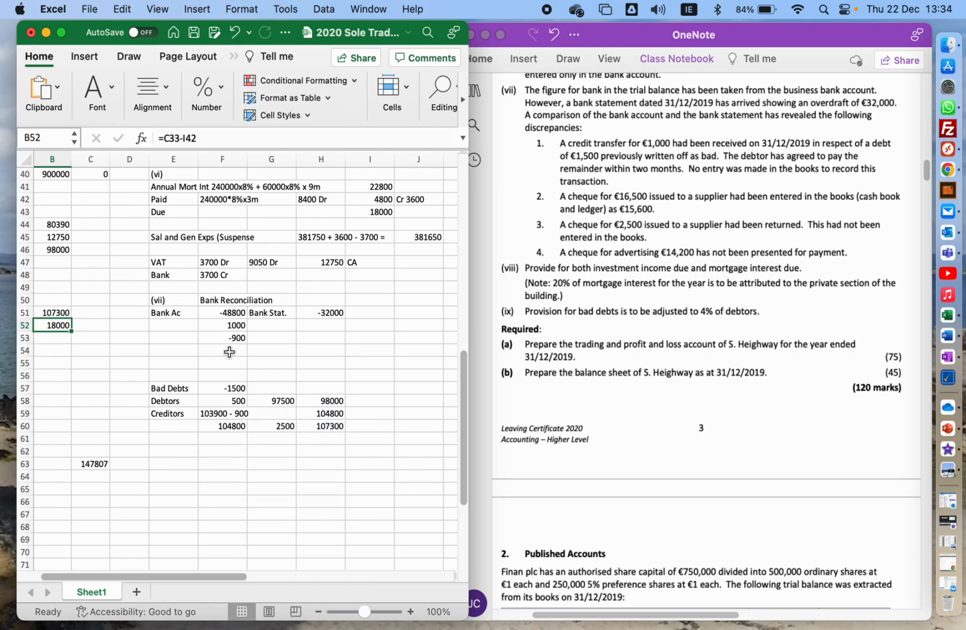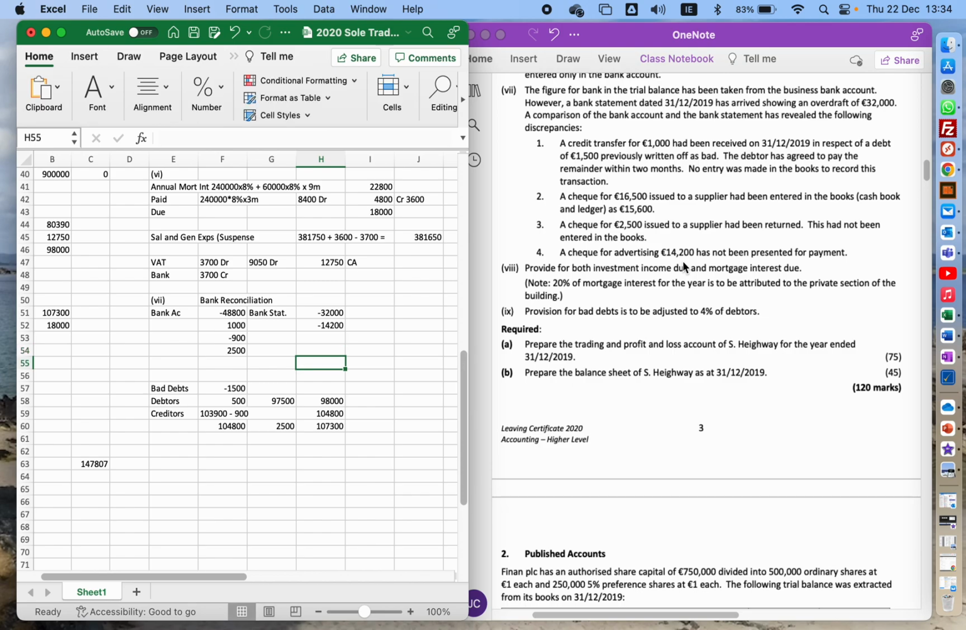And then the bank: if I've written a check, that means I've spent money, but if the check is returned, it wasn't valid. So therefore I'm going to add 2,500 onto my bank figure. A check for advertising 14.2 not been presented for payment. That means I wrote it, I put it into all the books, and that was dealt with, but the bank hasn't got it yet. So it's another minus, so minus 14,200. So I spent 14,200 more.